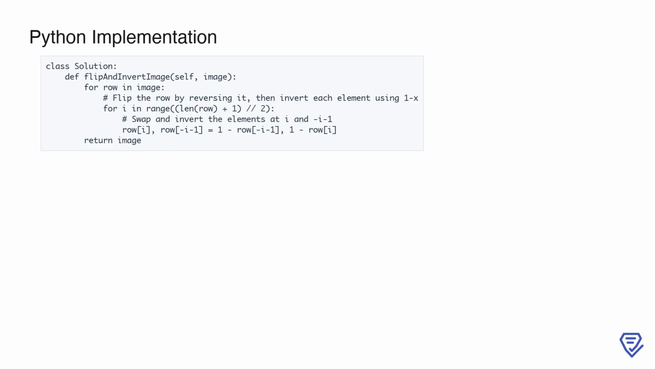3. Edge case handling. The code handles rows of any length, including odd lengths, where the middle element is inverted in place. 4. Time complexity. The algorithm processes each row in O(n) time, flipping and inverting in one pass, resulting in an overall complexity of O(m*n), where m is the number of rows and n is the number of columns. 5. Space complexity. The solution is in place and uses O(1) extra space. This ensures the solution is both efficient and concise, adhering to the problem's constraints.